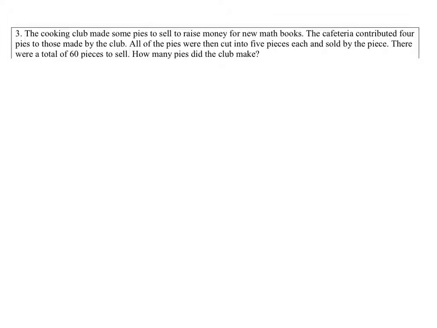Alright, so you guys are starting out. I'm hearing a lot of this 60 divided by 5. Why would we do that? What information does that give us? Because every pie was cut into 5 pieces, and there were 60 pieces in all. So this gives us 12, but 12 what? 12 pies. Very good.